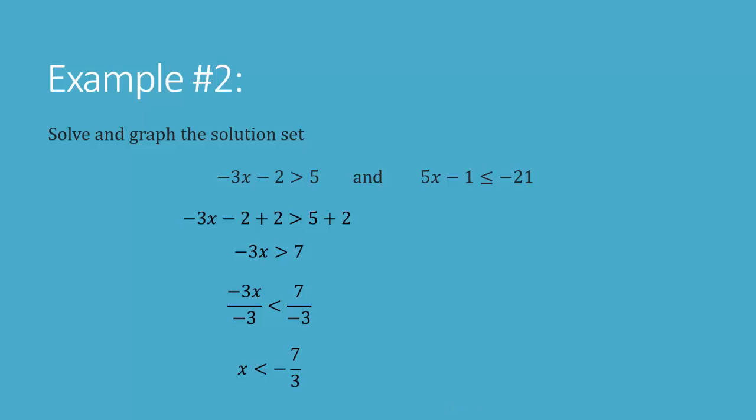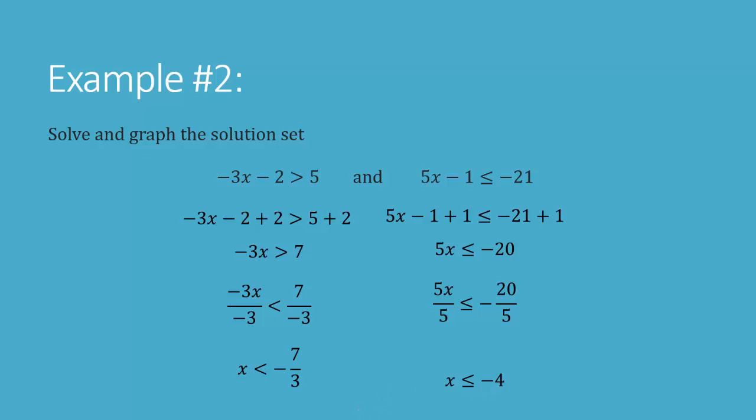Now back to the second one. We add 1 to both sides, cancel that. So we have 5x is less than or equal to negative 20. We're dividing by 5, so we do not flip this. And now we have x is less than or equal to negative 4.